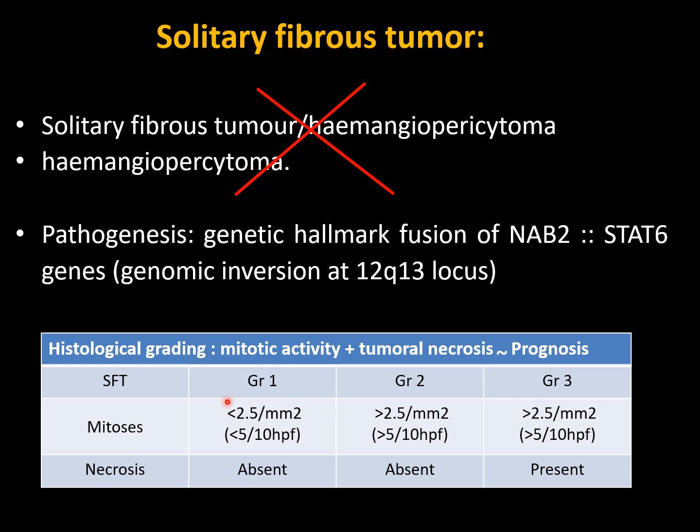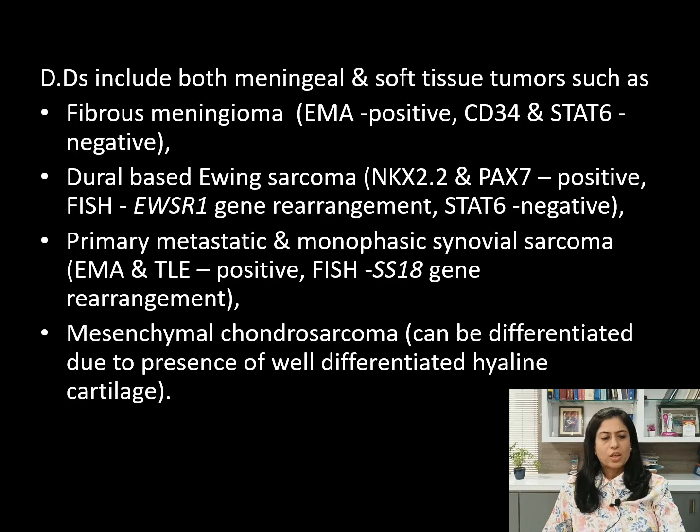So, in the grade 1, the mitotic activity is less than 5 per 10 high power field and the necrosis is absent. For grade 2, the mitotic activity is more than 5 per 10 high power field with absent necrosis, and for the grade 3, the mitosis should be more than 5 per 10 high power field with presence of necrosis. So the differential diagnosis include both meningeal and soft tissue tumors such as fibrous meningiomas.